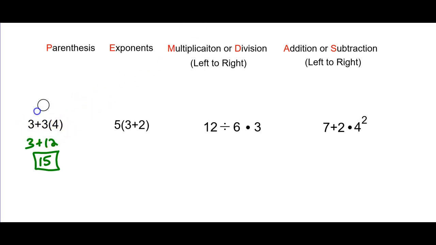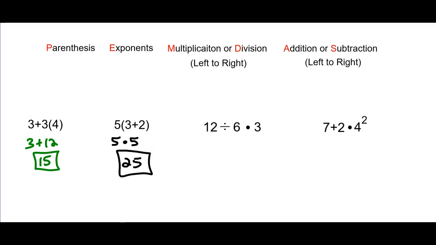So going on to the next one, notice we've got 5 times something here, but don't just jump right to multiplication. We want to do the parentheses first. So we do have parentheses with an operation going on inside. So we're going to say 3 plus 2 first, and then times it by 5. Now we can say 5 times 5 is 25, and that's our answer there.